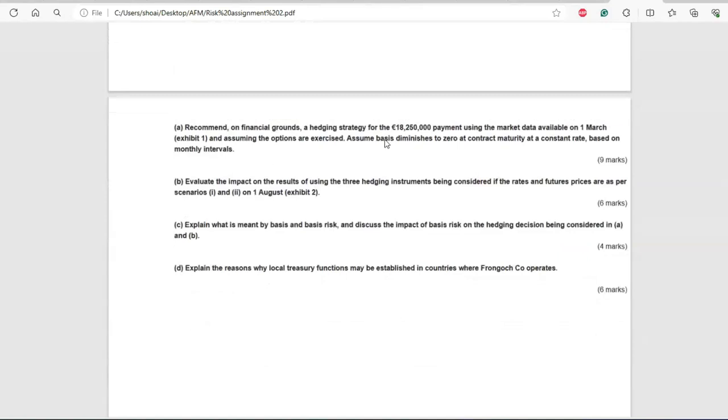Recommend on financial grounds a hedging strategy for 18.25 million payment using the market data available on 1st March, assuming the options are exercised. Assume basis diminished to 0. So in part A, we will assume that basis will diminish to 0. B, evaluate the impact on the result of using the 3 hedging instruments being considered if the rates and future prices are as per scenario 1 and 2. C, explain what is meant by basis and basis risk and discuss the impact of basis risk on the hedging decision being considered in part A and B. D, explain the reason why local treasury function may be established in countries where this company operates.